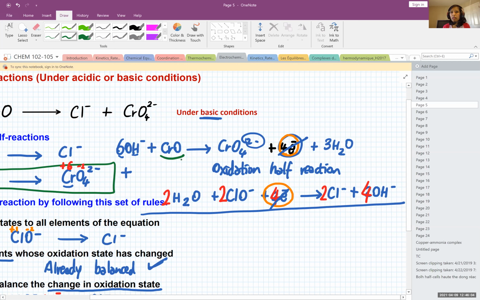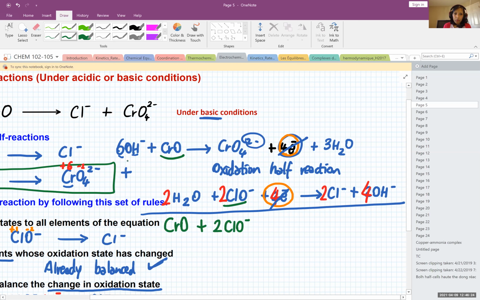So let's do that. Students ask this question: in which order should we write them? It doesn't matter which one you write first or second, as long as everything is there and it is balanced, you're good. So I'll choose to put CrO, so chromium oxide, and then I'll put the other one.